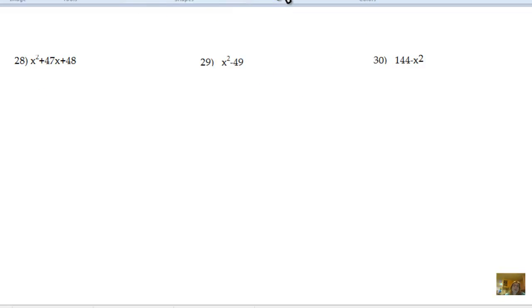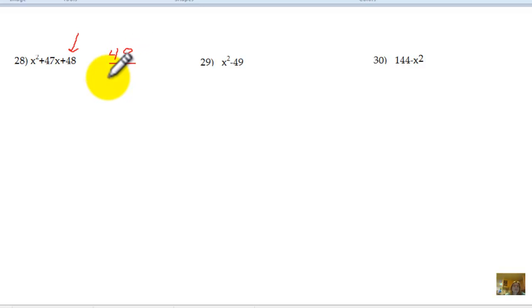So what we're doing with this one is what I showed on the other video about finding these factors, and that is we're going to take all the factors of 48 and see which add to make 47. It's positive, everything is positive, so that makes it a little easier.